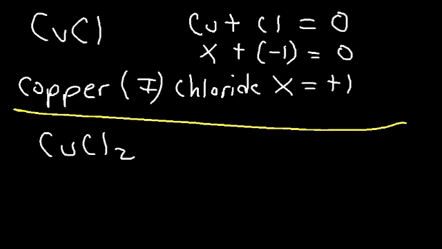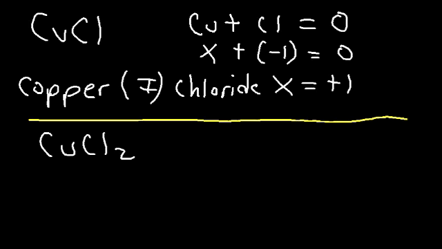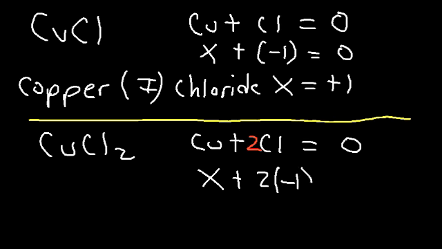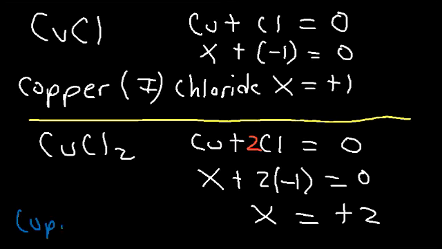Now for the next one, CuCl2, let's solve for the oxidation state of copper. There are 2 chlorine atoms, so it's going to be 2 times -1, which is -2, and if we add 2 to both sides, copper is going to have a +2 oxidation state. And so it's going to be called copper(II) chloride. Oxidation state and the charge, for the most part, are about the same.